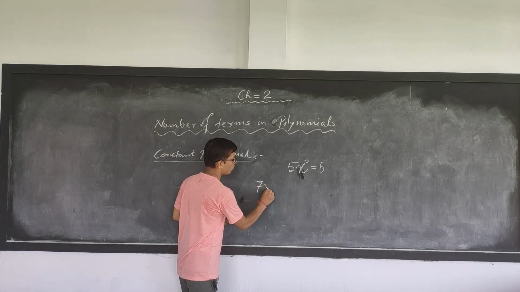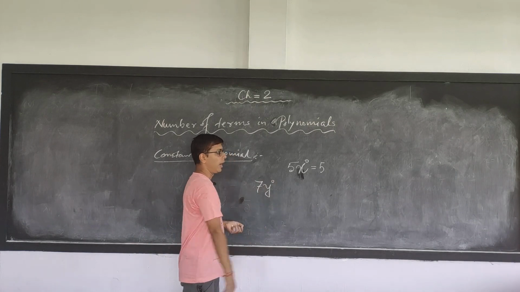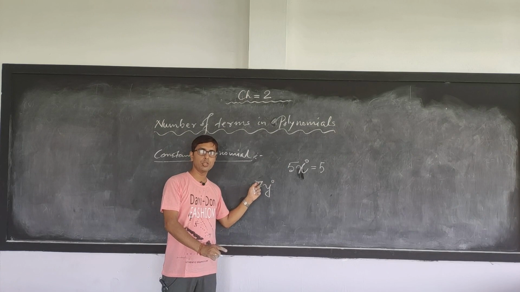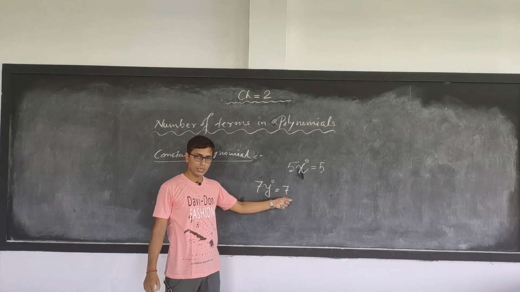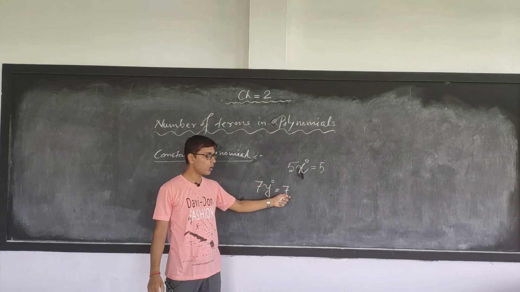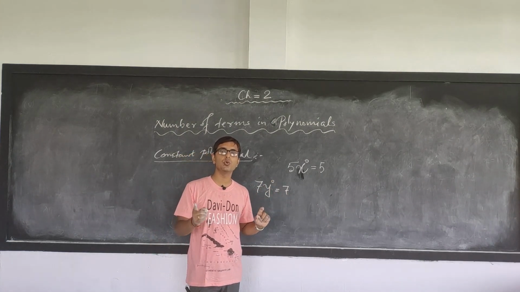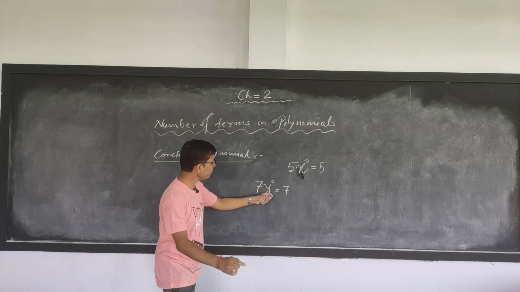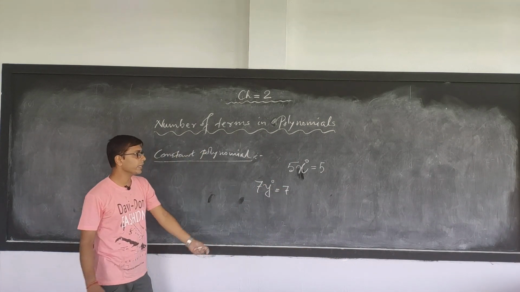Suppose I am imagining y here, and what is the power on y? Since there is no power, I am putting 0. Since y to the power 0 means 1, and 7 into 1, its value remains 7. Since its value is constant and the power on the variable is 0, we can say that it is a constant polynomial. And what is the degree of this polynomial? For the degree we need to see the power on the variable only, not on the constant term, right? So the degree is 0. So for a non-zero constant polynomial, its degree is 0.